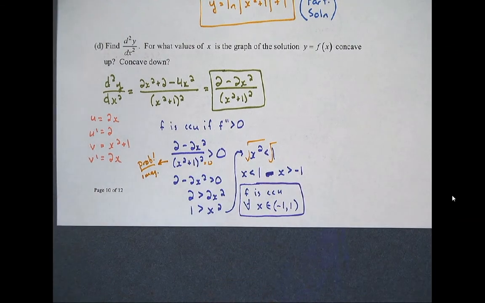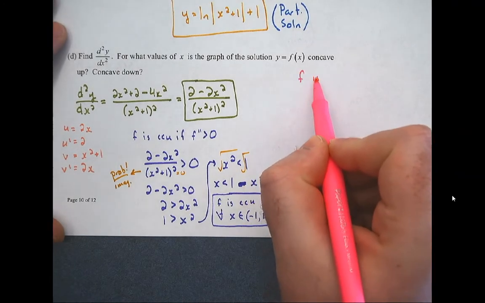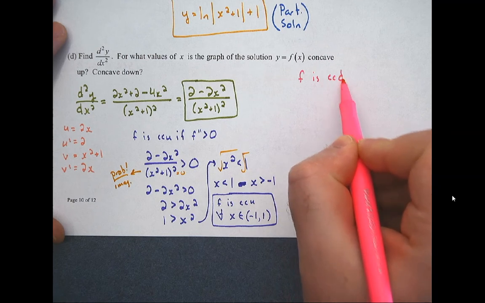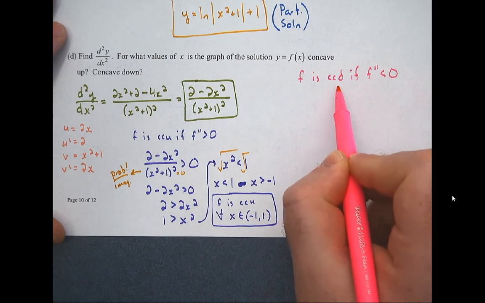Okay, I gave you the groundwork. Let's see if you can do the next part on your own. Let's see if you can do the concave down section on your own. So pause it, give it a try. F is concave down if f double prime is less than 0.